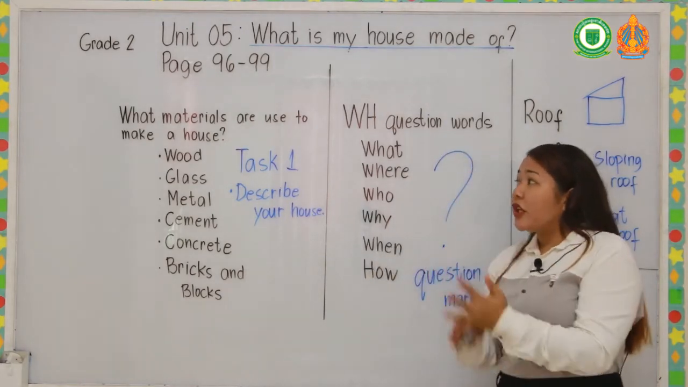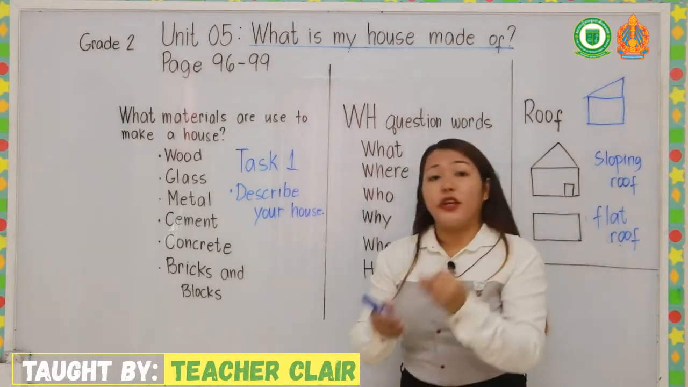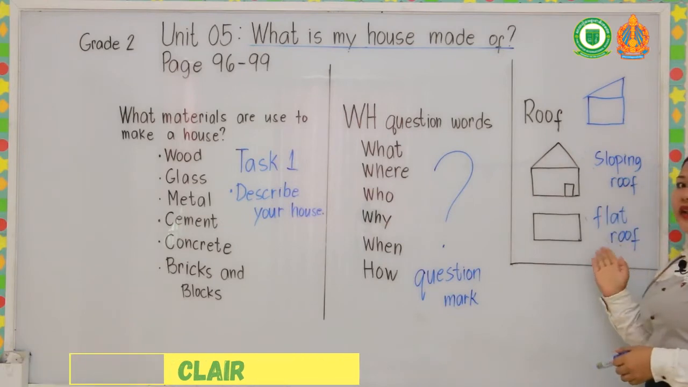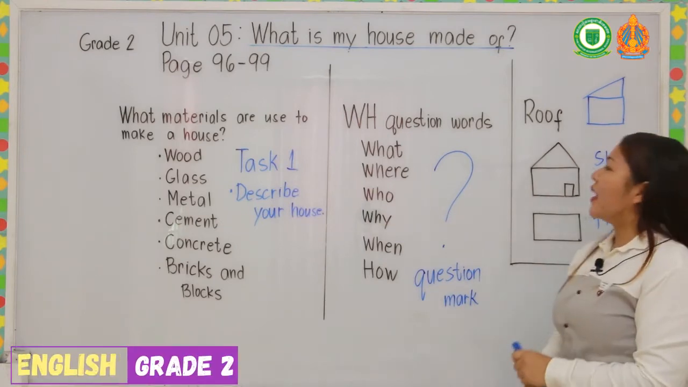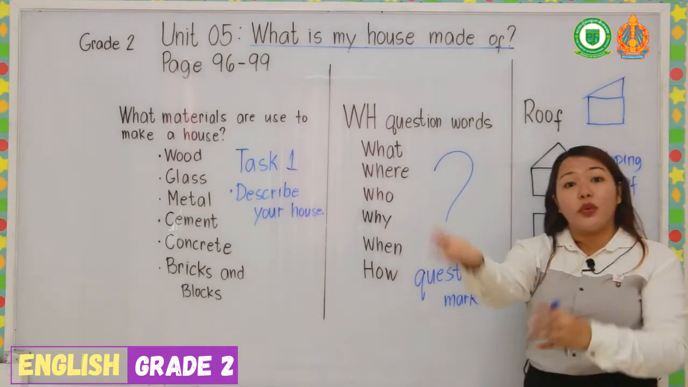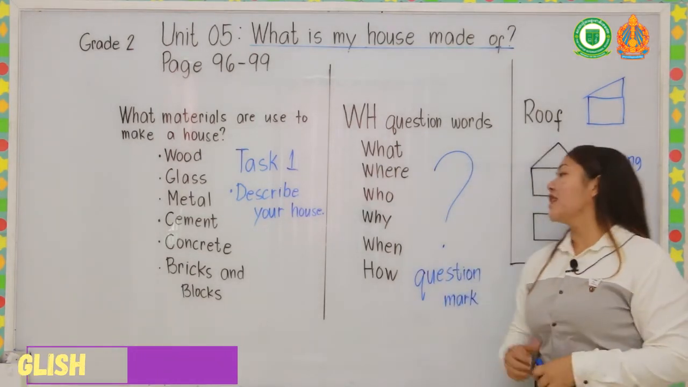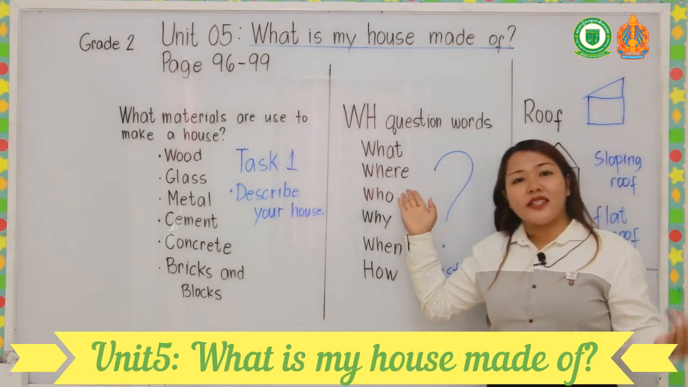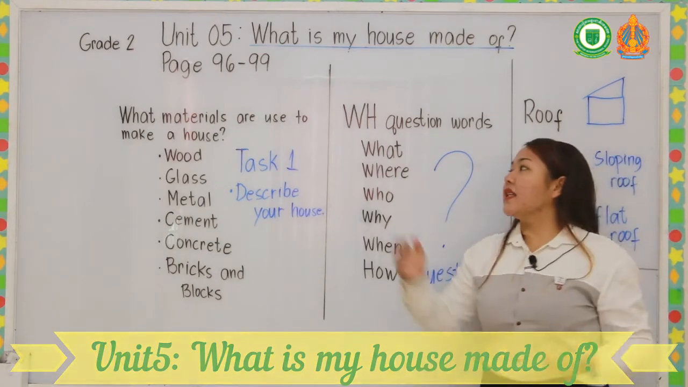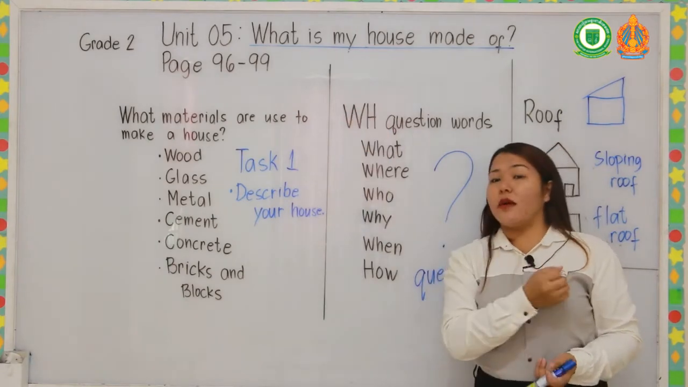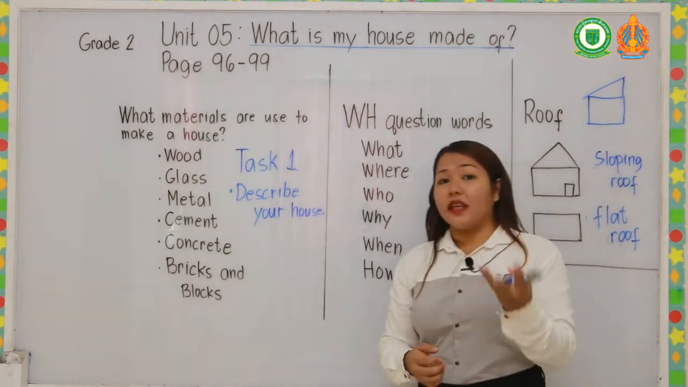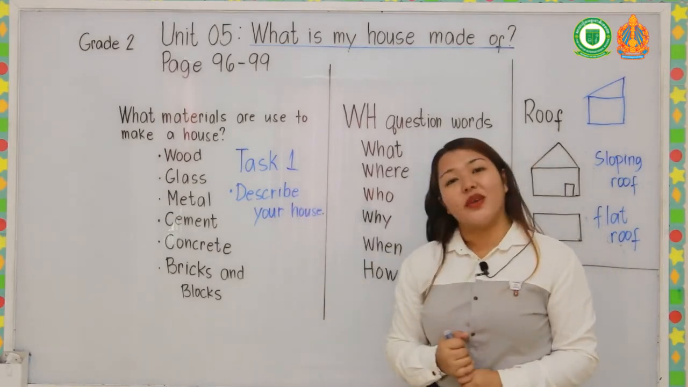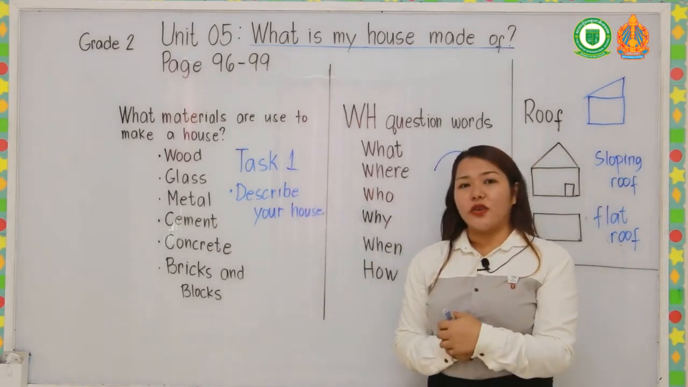What materials are used to make your house? Do you have a sloping roof or a flat roof? You can also answer these questions: Who built your house? When? How? Where's your house? What is your house made of? What materials did they use? So that would be your task 1, kids. I want you to describe your house and write this on your notebook.